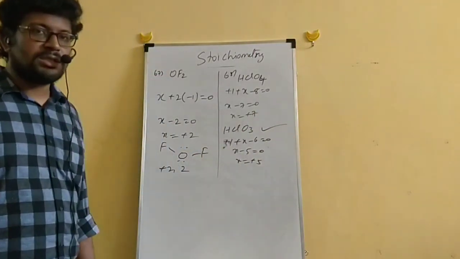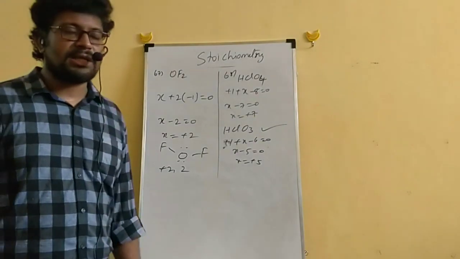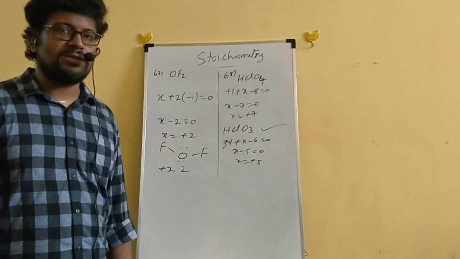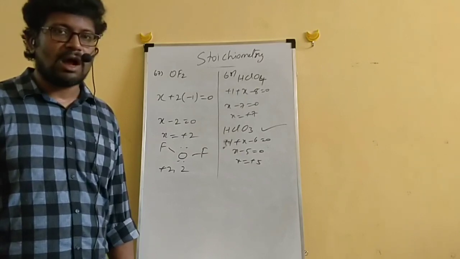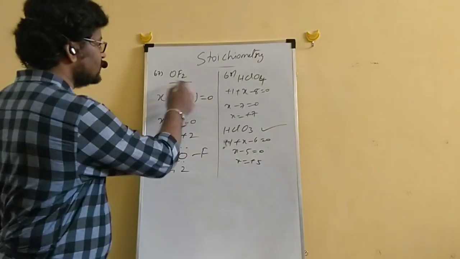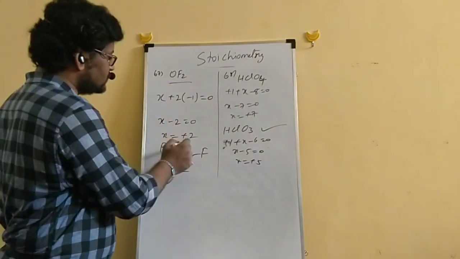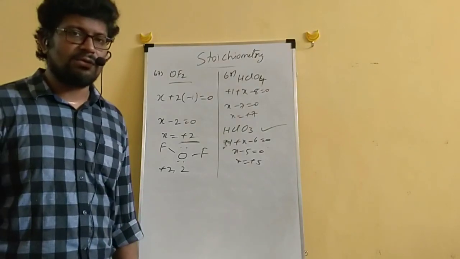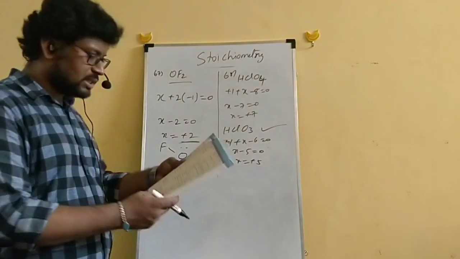You have to remember the oxidation number rules. The oxidation number of any element in its elementary form is equal to 0. The oxidation number of hydrogen is generally plus 1. The oxidation number of oxygen is generally minus 2, but in fluorides it will show plus 2. Like this we have oxidation number rules; follow them to calculate these oxidation numbers.